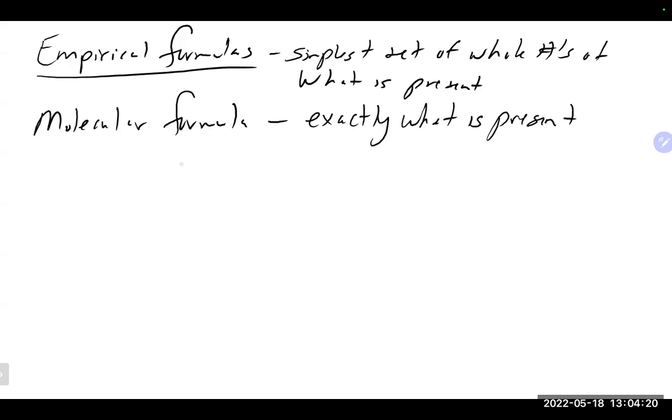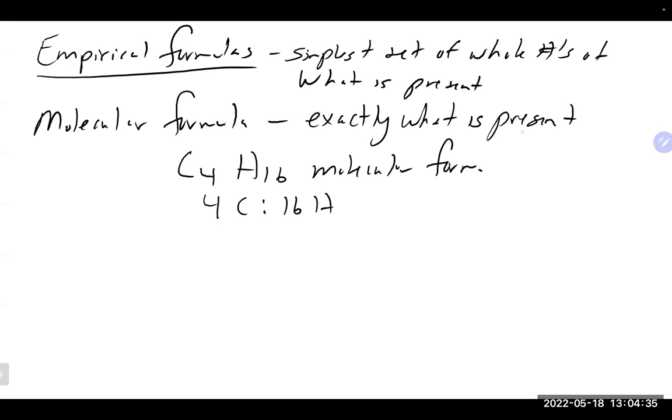So, if we had C4H16 as our molecular formula, that is 4 carbons to 16 hydrogens. We can reduce it down to CH4, which would be our empirical formula. That is the simplest ratio of what's present.